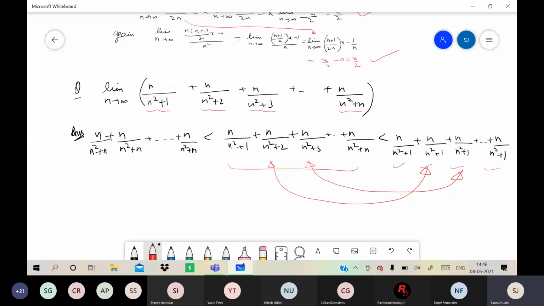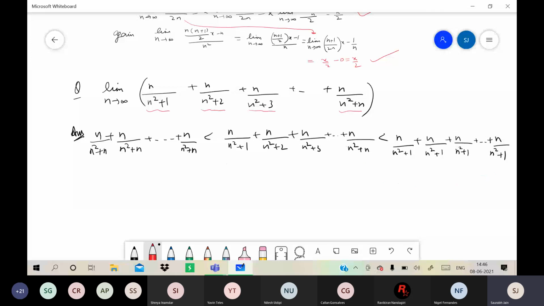We keep on doing that till the last term, because n square plus 1 is the least denominator. So obviously the sum of these numbers will be less than the sum of the numbers on the right hand side.